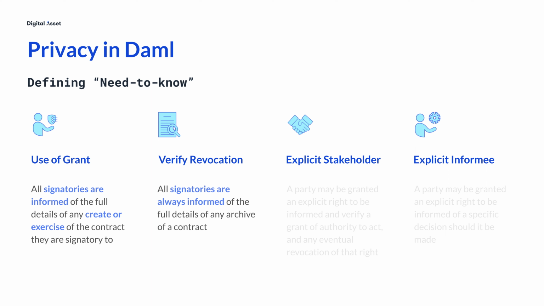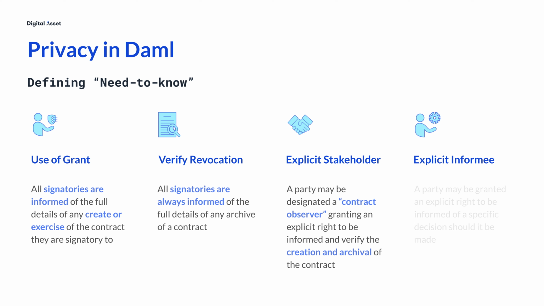Explicit stakeholders have a need to know about the authorization. A party may be granted an explicit right to be informed and verify a grant of authority to act, and any eventual revocation of that right. In DAML, this means a party may be designated a contract observer, granting an explicit right to be informed and verify the creation and archival of the contract.